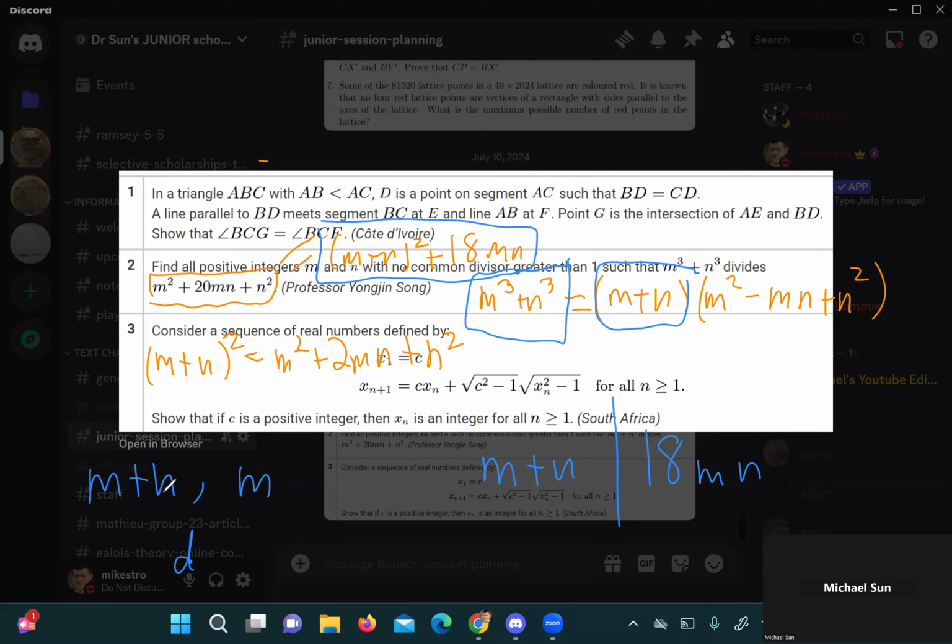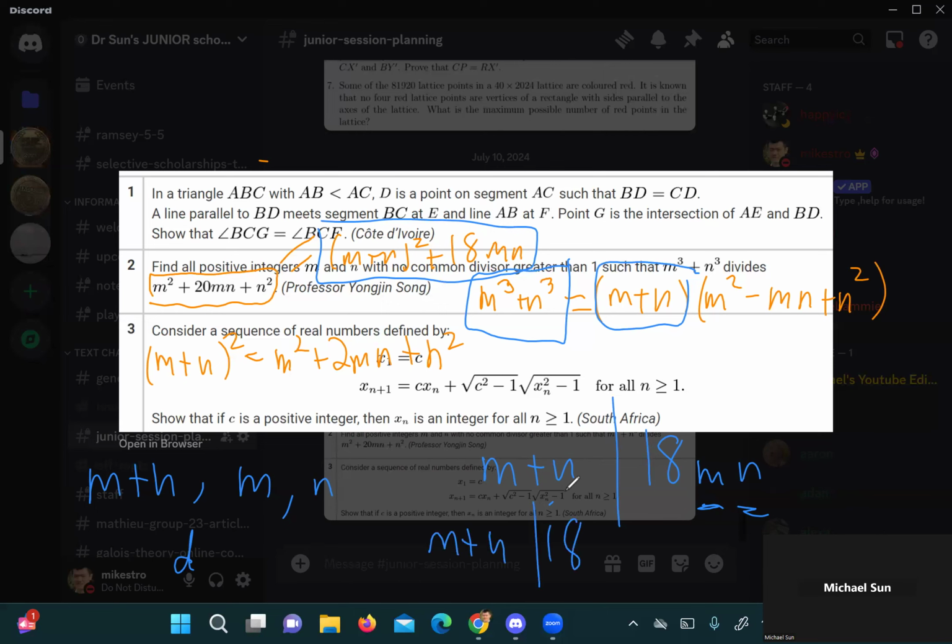So can you see, therefore, they don't have any common factors, right? So if m plus n doesn't share any factors at all with m or n, it's the same reasoning for n, right? They're asymmetrical, yeah? Then all of its factors must be in 18, yeah? So then m plus n divides 18, yeah?